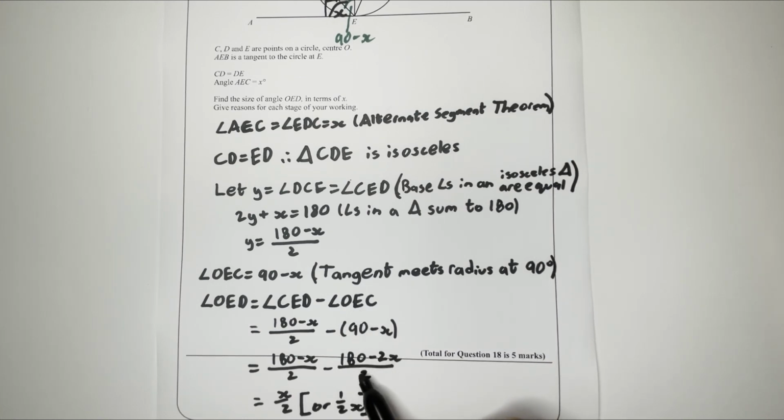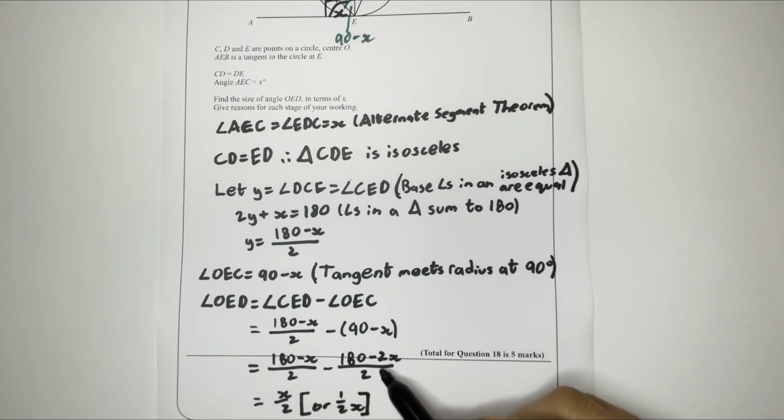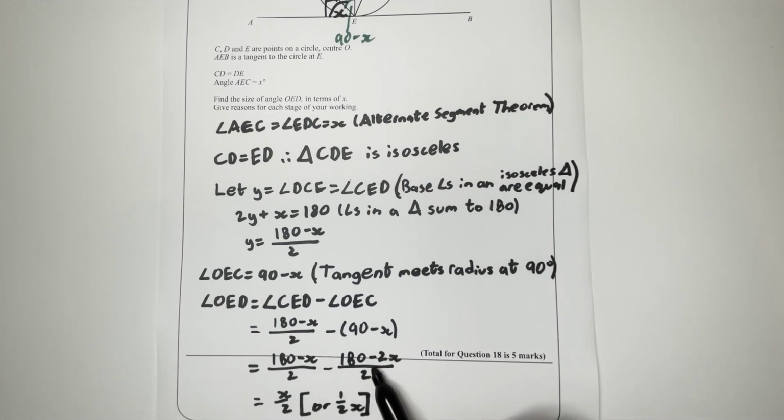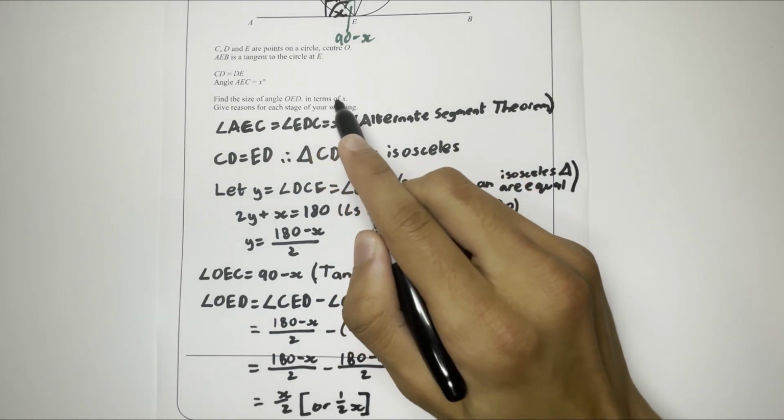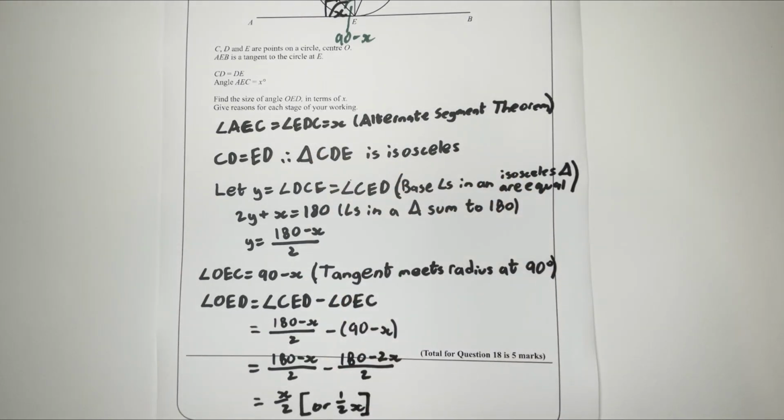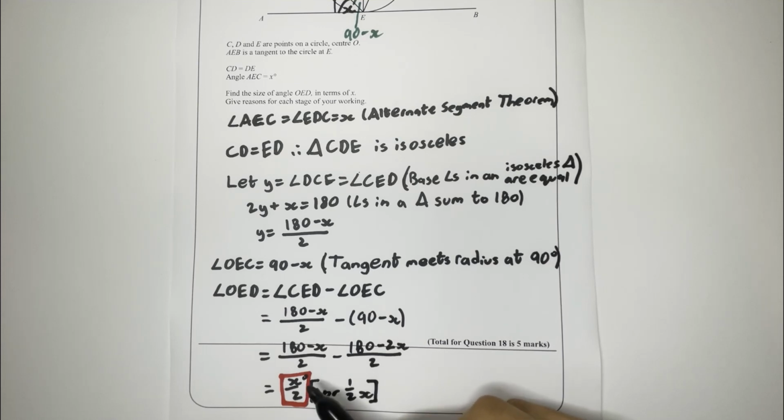We can rewrite this in fraction form to make the subtraction easier. So we're left with (180 minus x) over 2 minus (180 minus 2x) over 2. Once you complete all the subtraction, you're left with x over 2, which can also be written as a half x. Since our answer OED is going to be in terms of x, we can leave it as this. Without forgetting the degree symbol, because OED is an angle, this is our final answer.